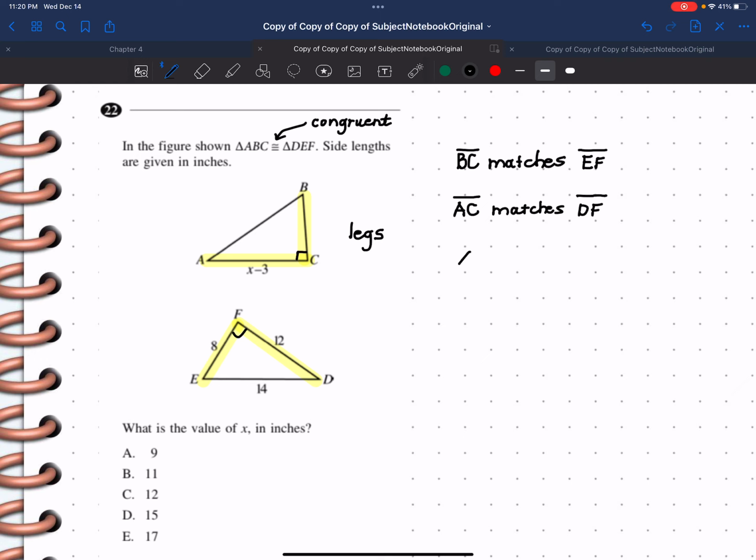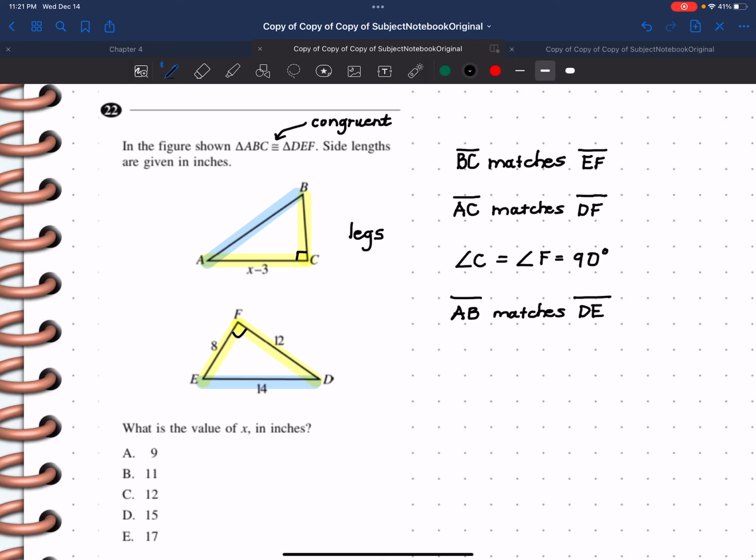We could tell that angle C and angle D are equal, angle F are equal, and they both equal 90 degrees if these are right triangles. So I can tell a little bit about the triangle by matching it up that way. The hypotenuse, which is the one opposite the right angle, those would be the two that match up. So we could say that AB matches DE.